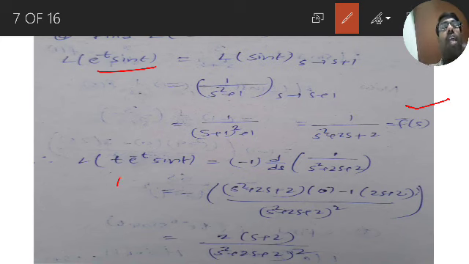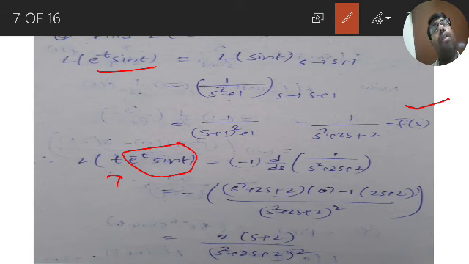Now L of t into this e power of minus t into sin t. T into means multiplication by t method. Multiplication by t method means you have to do the derivative. So L of t into e power of minus t into sin t is minus 1 into d by ds of 1 by s square plus 2s plus 2. Again u by v, derivative of u by v: v into derivative of u minus u into derivative of v, by v square.